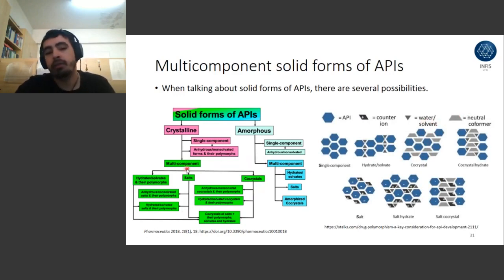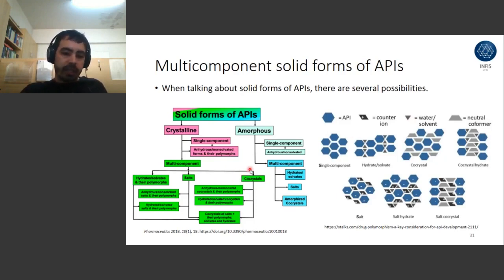One of the most used approaches since the 70s or 80s is trying to find some salt. But this is only possible if the drug is ionizable. If the drug is neutral, we cannot form a salt with that drug. In this case, co-crystals stand as a really nice alternative, because we can form a multi-component solid form with neutral drugs.